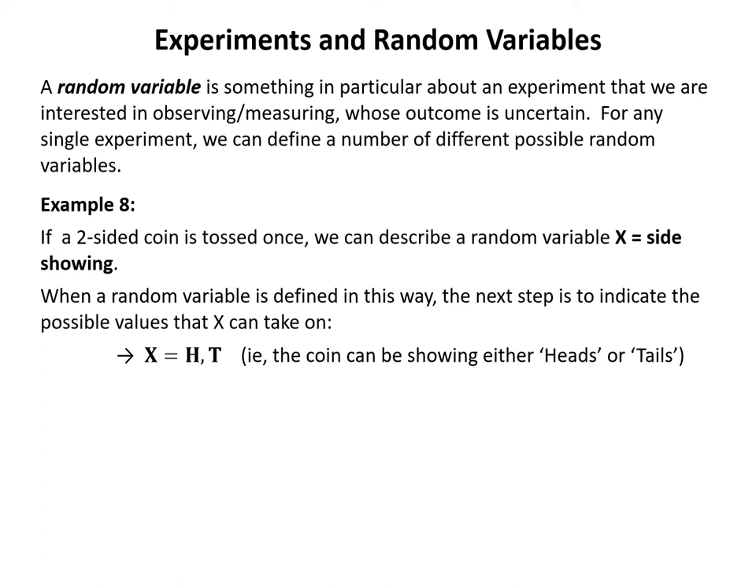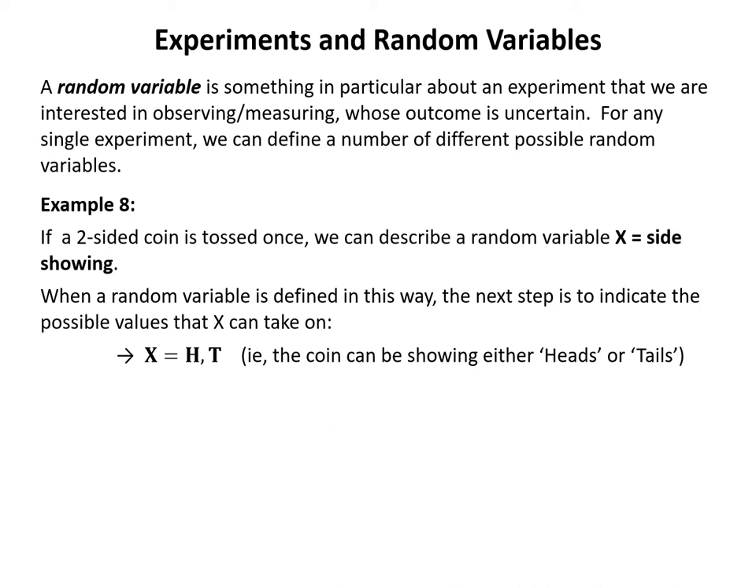A random variable is something in particular about an experiment that we are interested in observing or measuring, whose outcome is uncertain. For any single experiment, we can define a number of different possible random variables. And in many ways, this is really, again, just limited to our imagination.